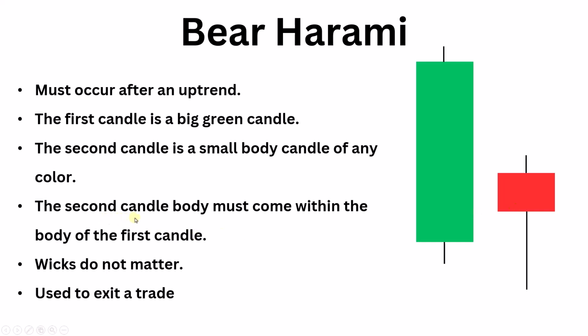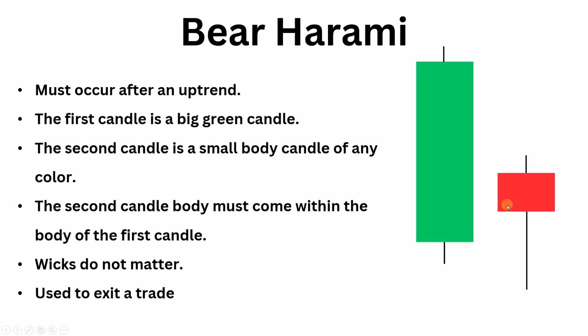Okay. What matters is that this body must be small. Next, the second candle body must come within the body of the first candle, meaning this entire body must be inside the body of the first candle like this. Okay. So here this candle body is coming inside this candle body. All right. The wicks do not matter. Do not worry about the wicks. So these are the features. Okay. So a big green candle which indicates that the bulls or the buyers are in control. Then a small body candle, either red or green. The body must be inside that of the green candle.